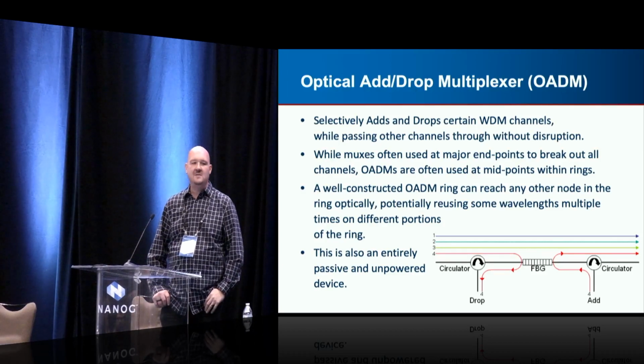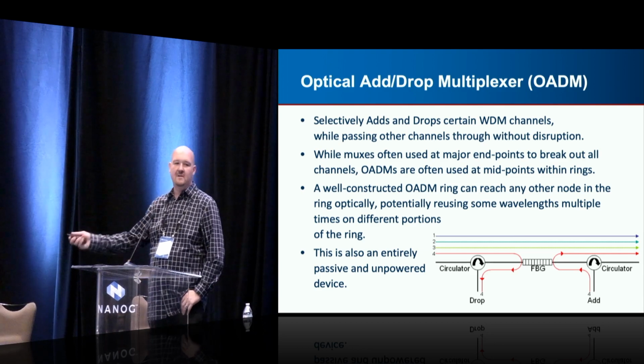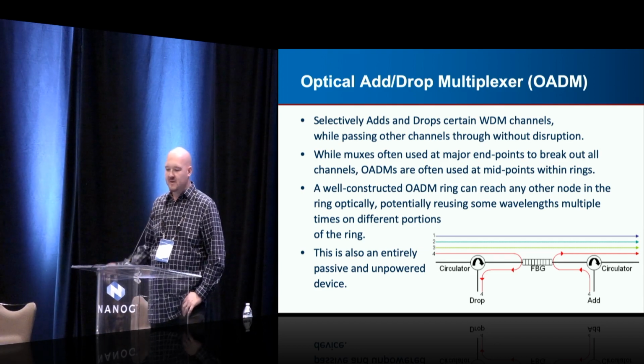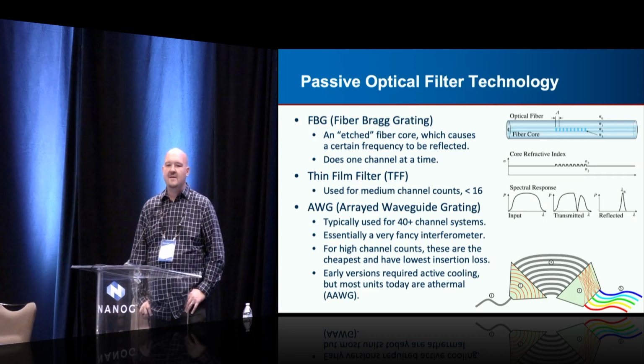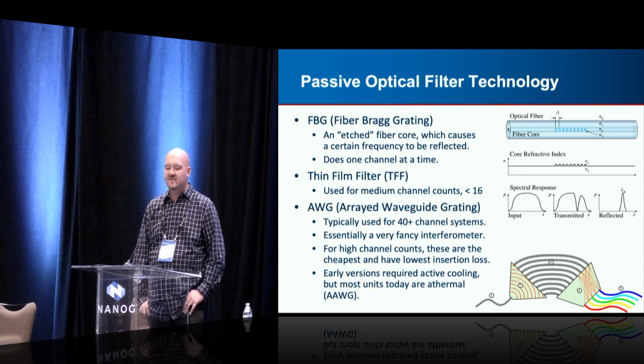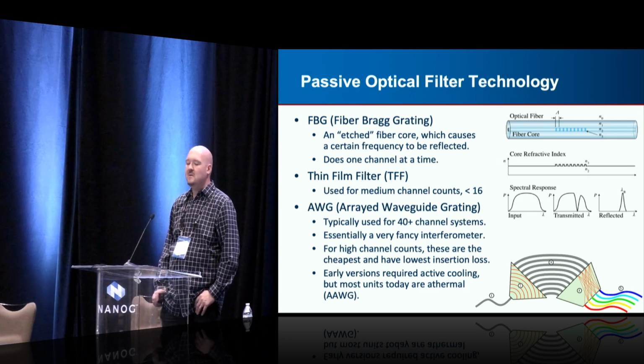And an OADM is also a completely unpowered passive device. It's very similar in concept to how a MUX works. There's a bunch of different technologies that are used in these passive components. So there's three main types. One is called an FBG, a fiber Bragg grating.